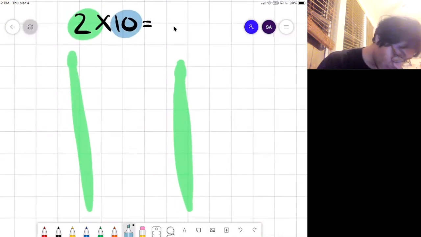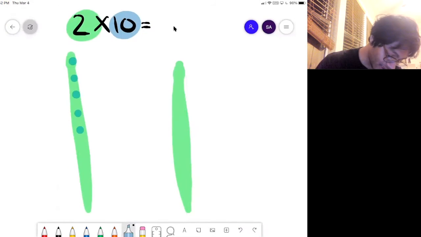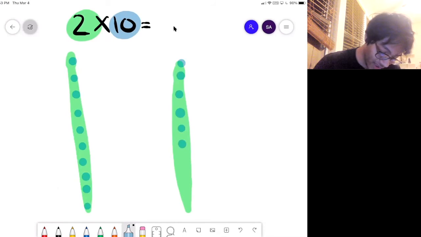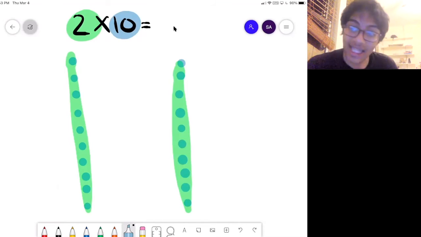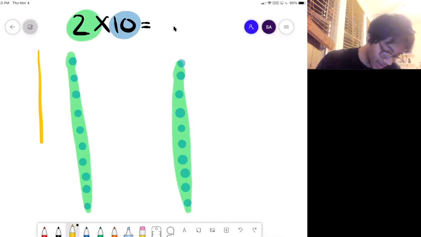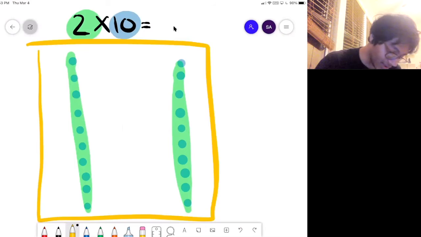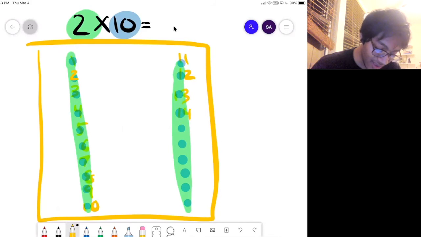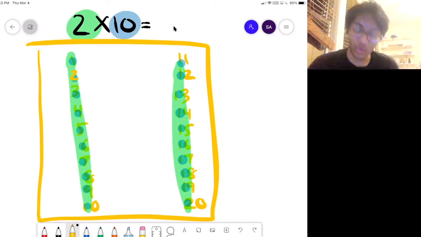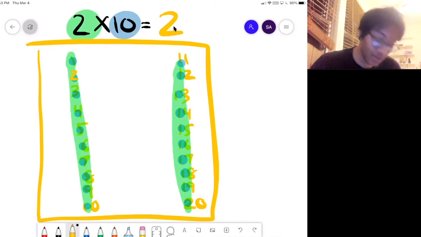So let's draw it. 1, 2, 3, 4, 5, 6, 7, 8, 9, 10. And 1, 2, 3, 4, 5, 6, 7, 8, 9, 10. Now let's count up how many dots in the whole shebang. I have 1, 2, 3, 4, 5, 6, 7, 8, 9, 10, 11, 12, 13, 14, 15, 16, 17, 18, 19, 20. So I have 20 dots in the whole shebang. So 2 times 10 is 20.